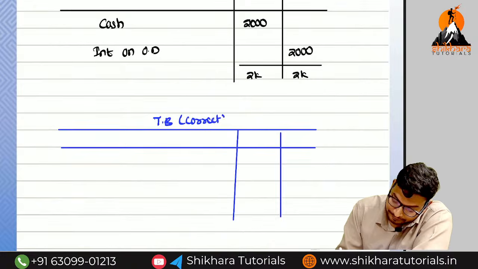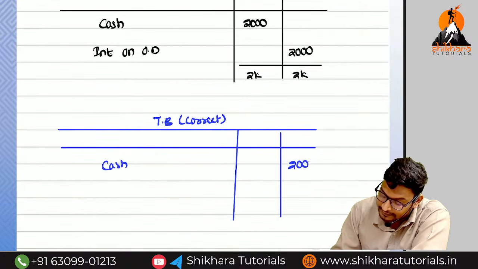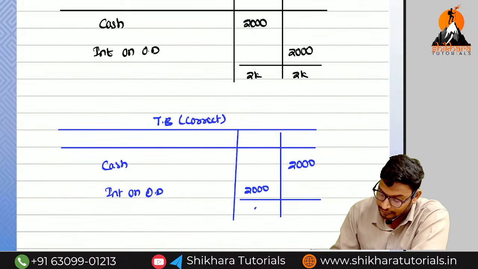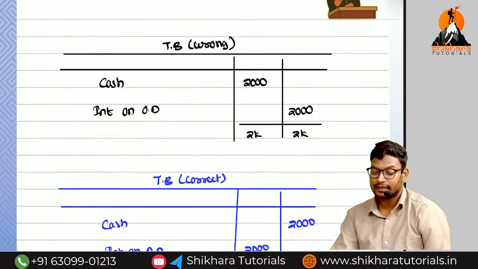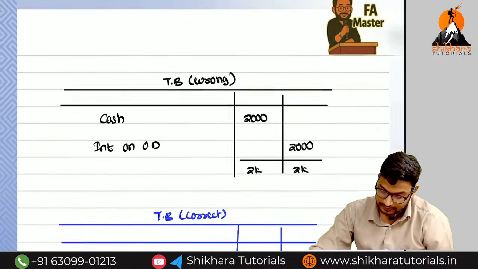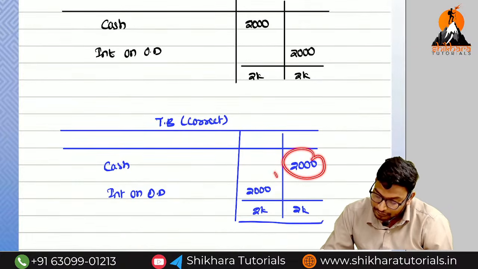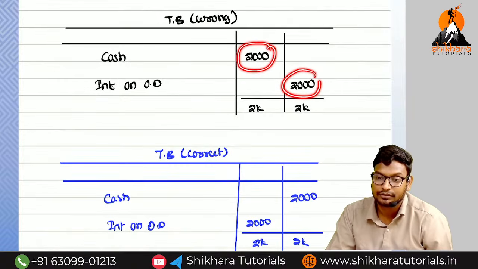What is the correct one? Cash balance should be on which side? Credit side. And interest on OD should be on which side? Debit side. So this is the proper accounting, yes or no? Now can you say the treatment? Rectification. So correct means same side or opposite side. Normally the trial balance should be like this, here 2000, here 2000, but here it should be debit 2000, credit 2000, opposite sides.